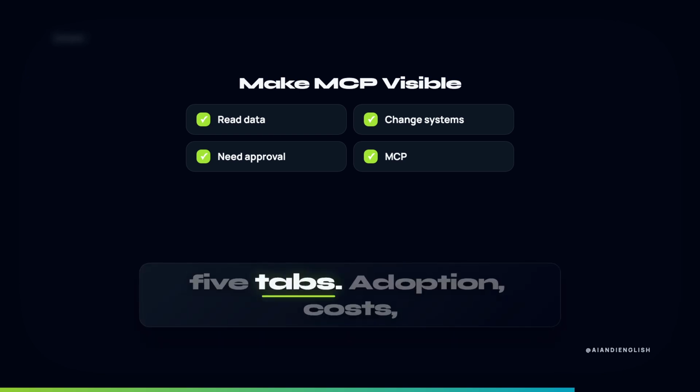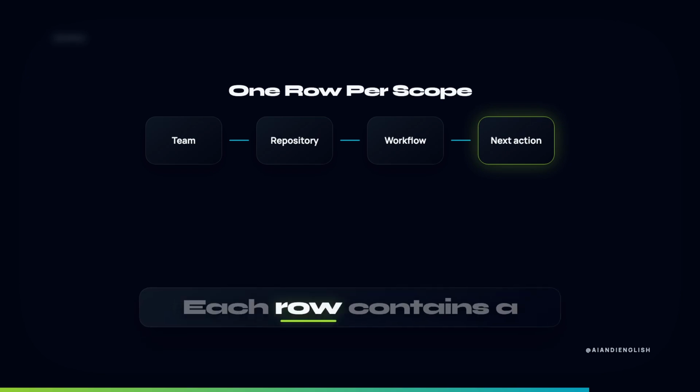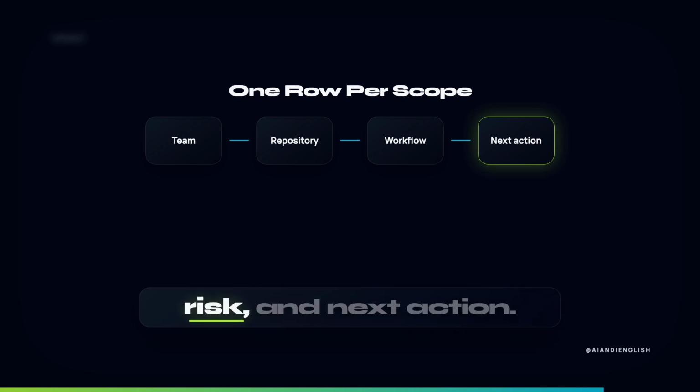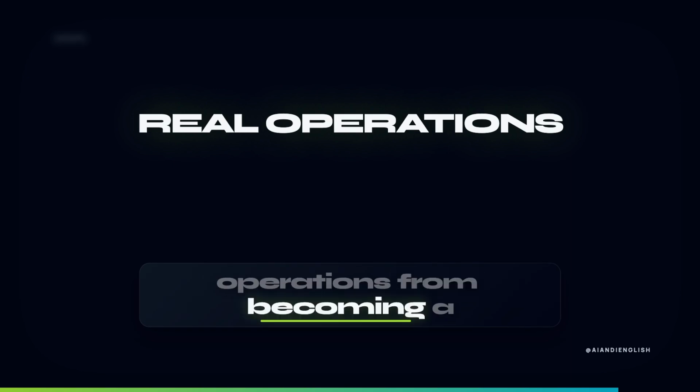Build a table with five tabs: adoption, costs, memory, models, and MCP. Each row contains a team, repository, or workflow. Then add owner, status, risk, and next action. It is not glamorous, but it prevents agent operations from becoming a gut feeling.